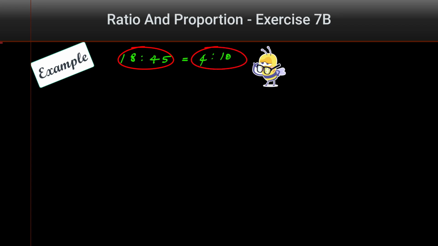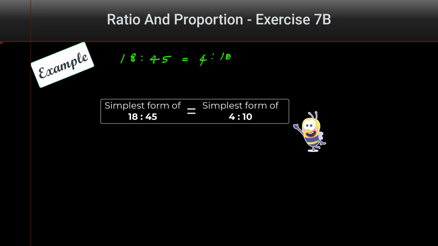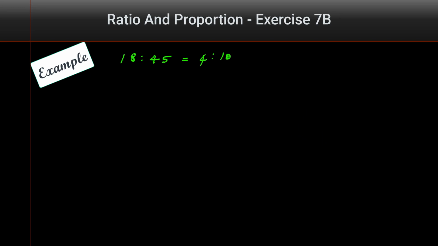The simplest form of the ratio has to be the same on both the left hand side and the right hand side. So to check if the statement is true, what are we supposed to do? Take the first set of ratio, that is 18 by 45, reduced to simplest terms. So what's a common factor for both the numbers? It is 9. So we get 9 twos are 18, 9 fives are 45.